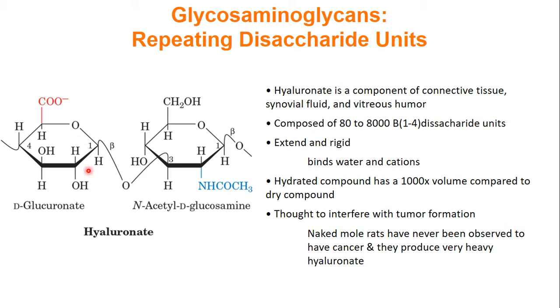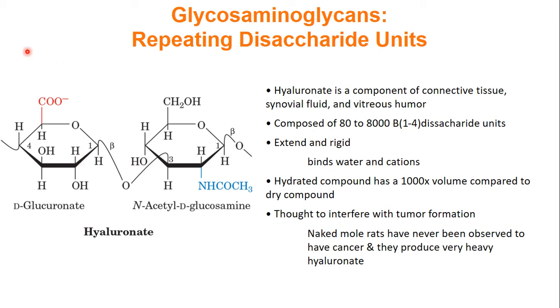Since it's extended and has these negative charges and OHs, it will bind water and cations very readily, and it will become a hydrated compound, and it will have roughly 1,000 times more volume than your dry compounds. And so you'll find these in your joints. Since they're very hydrated, they're very good shock absorbers.